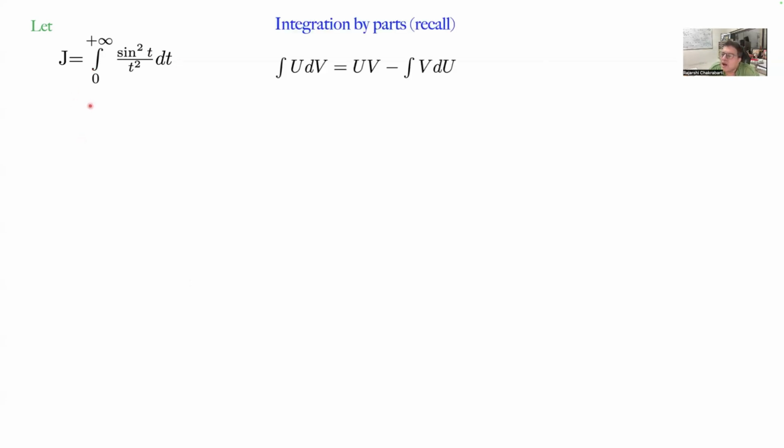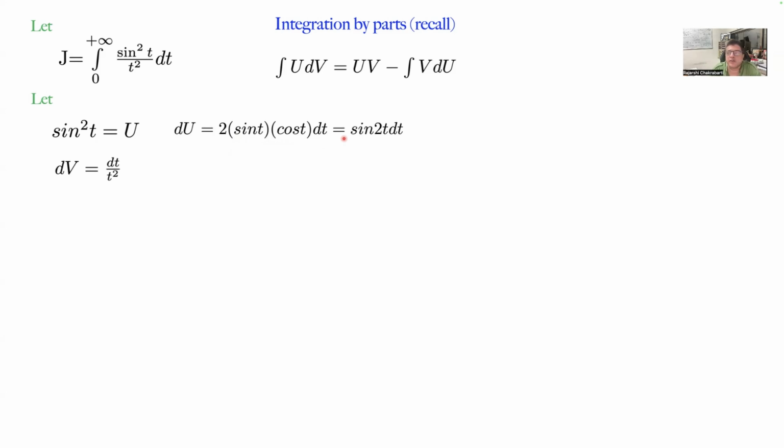So let us proceed. Let us define this integral from 0 to infinity of the function sine squared t over t squared as J, as shown here. And now you proceed by doing what is known as integration by parts. This is the formula for integration by parts, which I think all of you know. Integral of u dv is uv minus integral of v du. If you assume that u is sine squared t, then du is 2 sine t cosine t dt, which is nothing but sine 2t dt, because 2 sine t cos t is sine 2t.